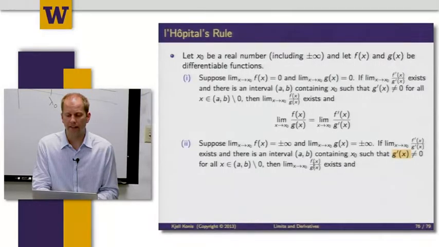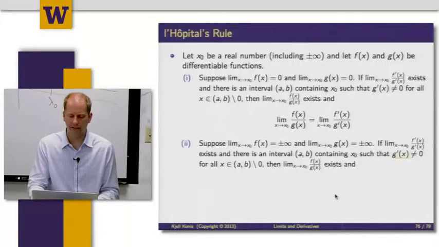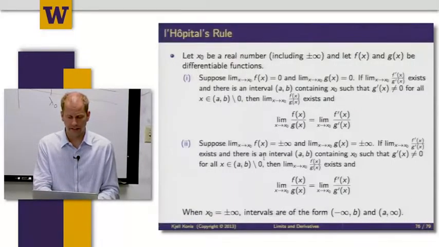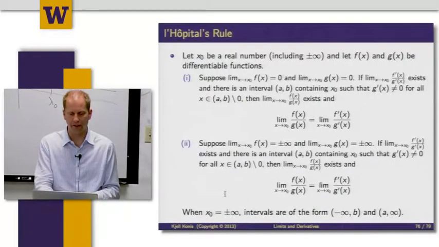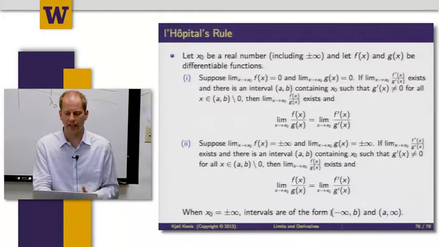Then the limit exists. So f of x over g of x, even though both of these are going to infinity, the limit exists, and it's equal to the same thing, just the limit of the two derivatives. And then just a note so you can use this slide for reference in the future. If x0 is plus or minus infinity, then these intervals that I've been writing, where x has to be in the interval a, b, you would just think of as minus infinity up to b, or a to infinity.